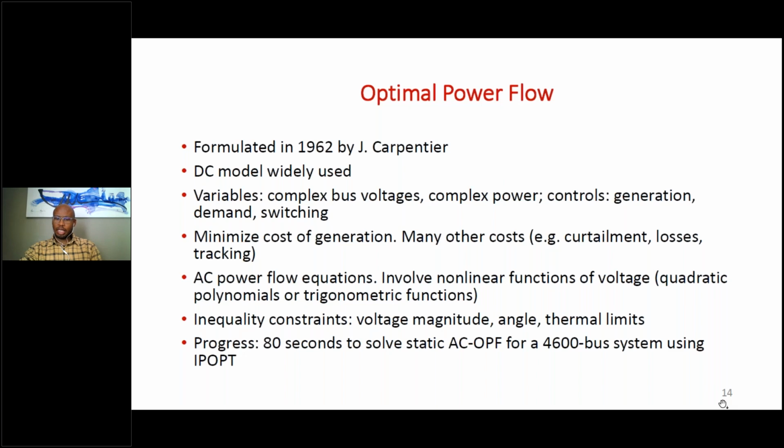The AC power flow equations involve nonlinear functions of voltage. These can be quadratic polynomials or trigonometric functions. The problem also has inequality constraints. These are the voltage magnitude, angle, and thermal limits. Just to give you an idea of the progress that has been made over the last few decades, I can solve the OPF problem for a 4,600 bus system on my 7-year-old computer using IPOPT in about 80 seconds.